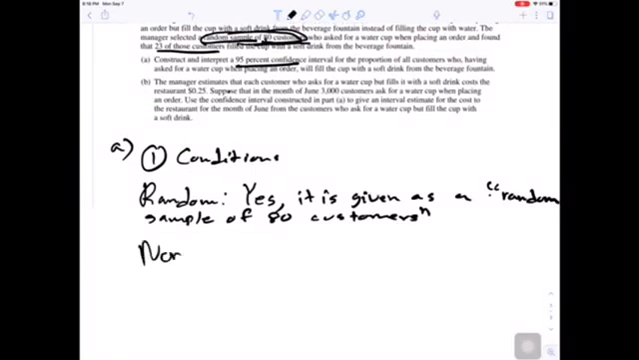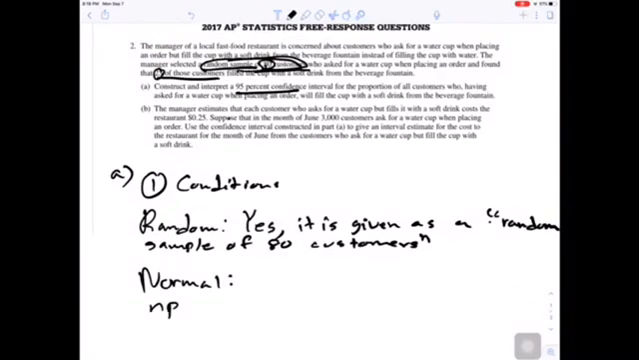The second condition is the normal condition. For the normal condition, we need to meet two criteria in order to assume normality. The first criteria is that n times p has to be greater than 10, and the second criteria is that n times 1 minus p has to be greater than 10, where n equals the total number of people in the sample population, and p equals the calculated sample probability.